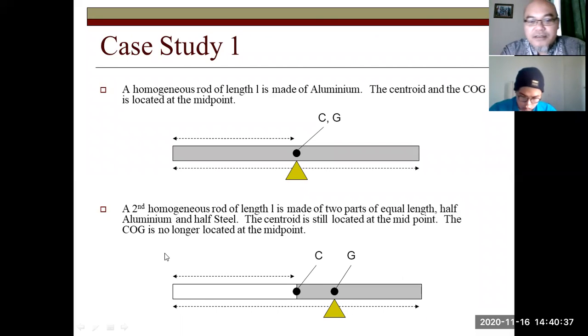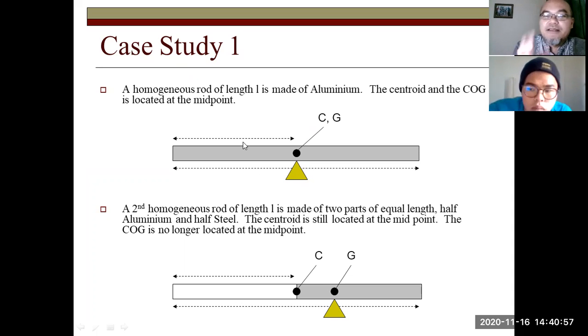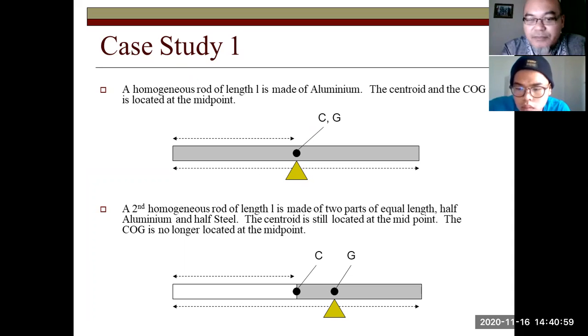Let's consider case study one. A homogeneous rod of length 1 is made of aluminum. Since it is homogeneous, the centroid and the center of gravity, COG, will be located at the middle point, the same point. The centroid is the center of the geometry.